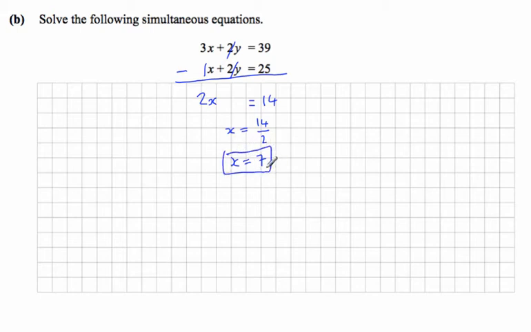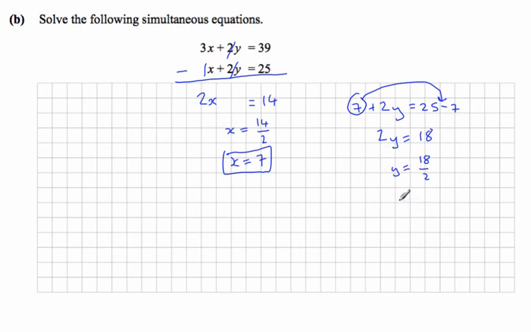x is 7. And now I'm going to sub that back into one of these two equations. So if I take the second one, x plus 2y equals 25, that's now going to become 7 plus 2y equals 25. I've replaced that x with the 7 because x is 7. So then I can bring that 7 over to the other side, becomes a negative. And so I've got 2y equals 25 minus 7, which is 18. So if 2y is 18, well then y is 18 divided by 2.